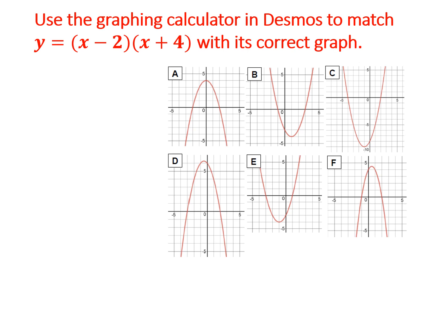So now is when you're going to need to access Desmos. Again, if you have your own graphing calculator, you're welcome to use that as well. So our equation is y equals, in parentheses, x minus 2 times x plus 4. Those are called factors. So this is factored form instead of our standard form that we mentioned earlier. And when you graph that, either in your own graphing calculator or using Desmos, you should see one of these six graphs. So take a minute.